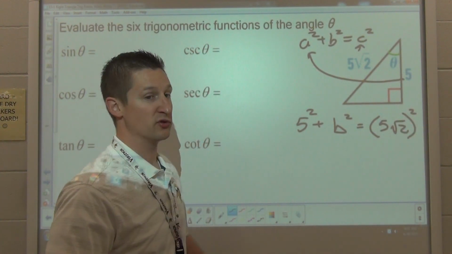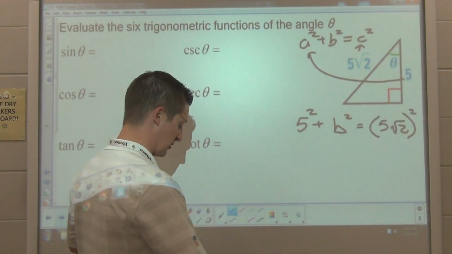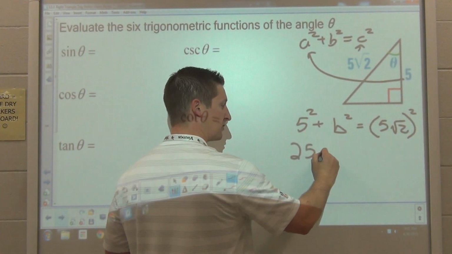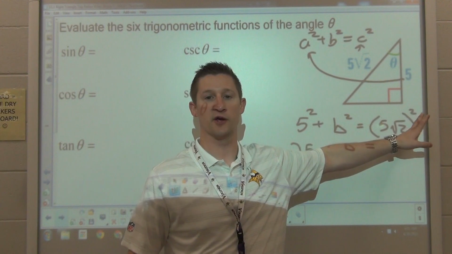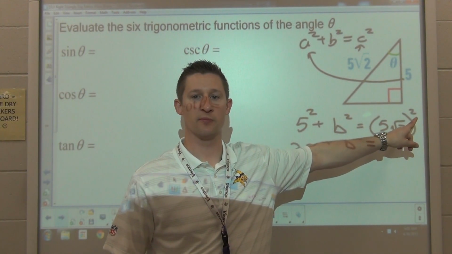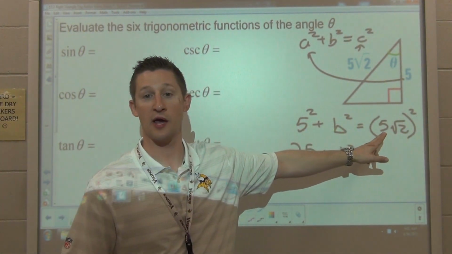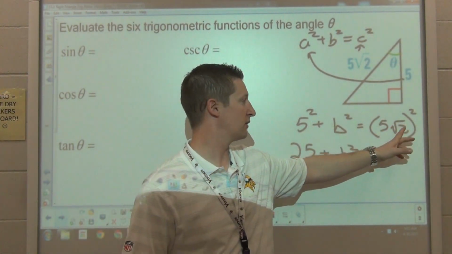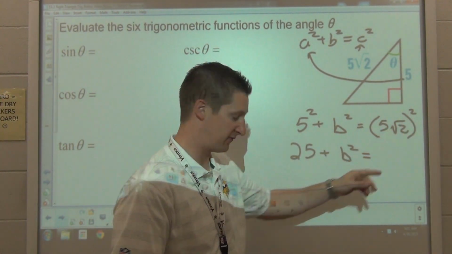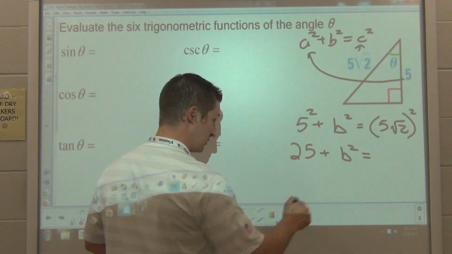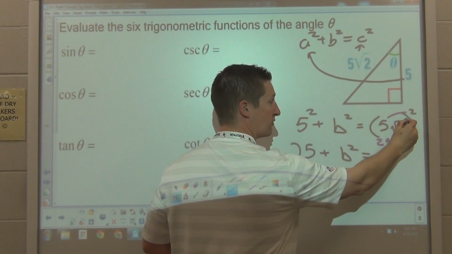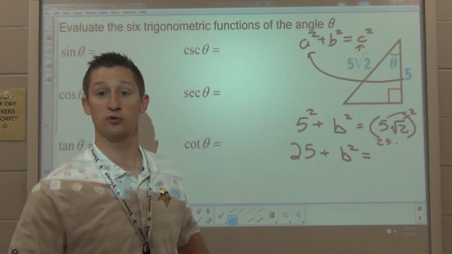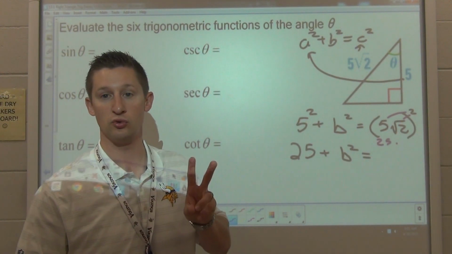Now, you got to be careful when you square this. First of all, 5 squared, well, that's easy. That's 25. So 25 plus b squared equals. Now, when I square this expression, this exponent applies to both parts of this product. So I'm going to square 5 and get 25. Make a little note of that. 5 squared is 25 times the square root of 2 squared. Well, the square root of 2 squared would be 2.